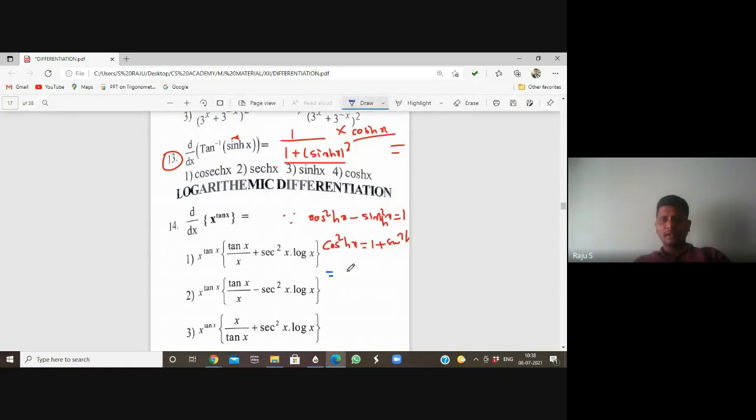students, here cos hx by cos square hx. One cos, cos gets cancelled. 1 by cos hx means secant hx. The answer is the second one.